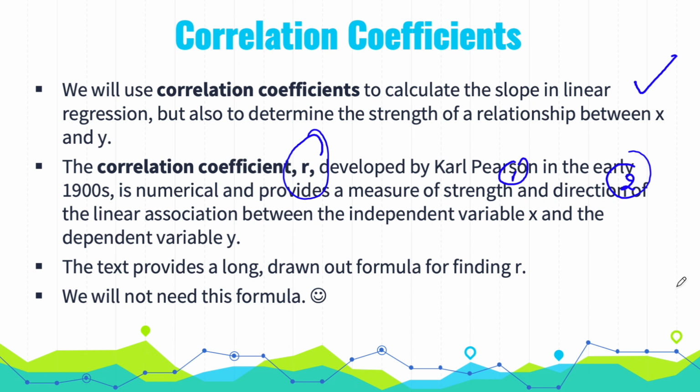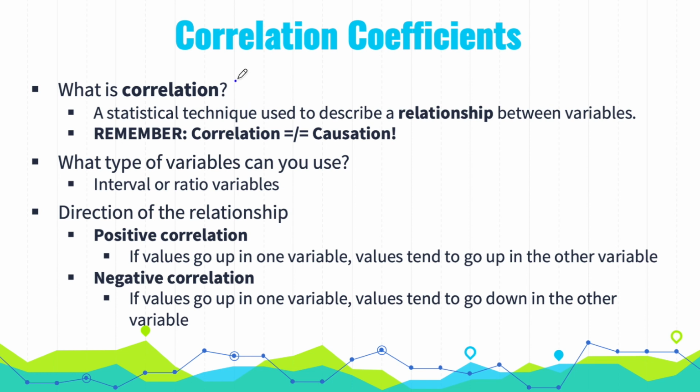Your textbook provides a long and drawn-out formula for finding R. In this course, we will not need this formula, and I'll tell you, in the real world, I never calculate R on my own. That's something that I get when I work with my statistical program to figure out the strength of a correlation. So let's review, what is correlation?